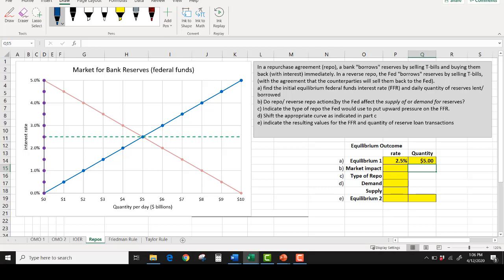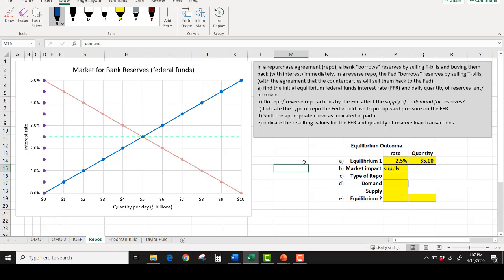Do repo/reverse repo actions by the Fed affect the supply or demand for reserves? Well, remember, again, the Fed could be borrowing those reserves from banks through reverse repos or lending those reserves to banks through normal repos. So the Fed is going to be moving that supply curve either to the left or to the right. Right, and if you think about what the Fed does, the Fed can print money, or the Fed can take money away. The Fed acts on the supply of money fundamentally. C, indicate the type of repo the Fed would use to put upward pressure on the federal funds rate.